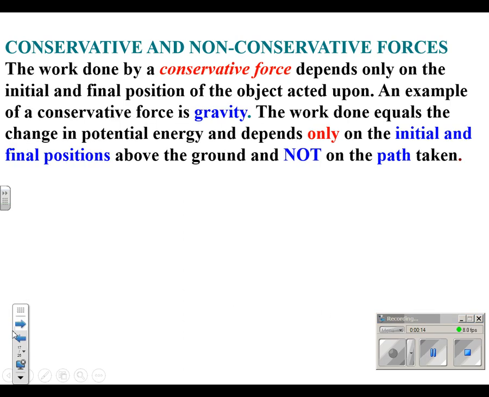The work done by a conservative force depends only on the initial and final position of an object acted upon. An example of a conservative force is gravity. The work done equals the change in the potential energy and depends only on the initial and final positions above the ground and not on the path taken.